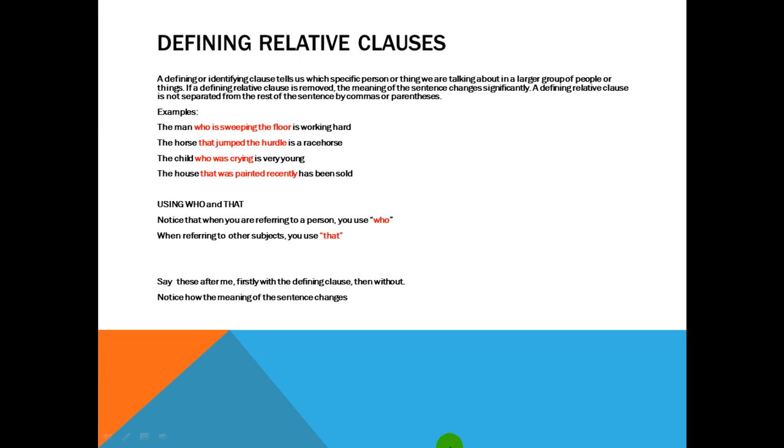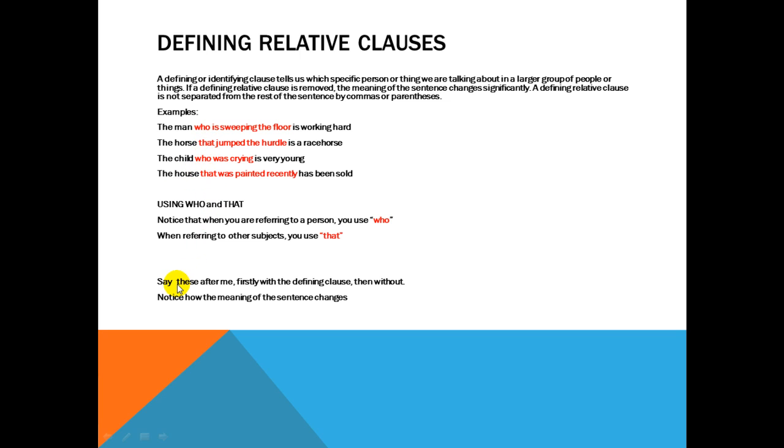Here are some examples. The man who is sweeping the floor is working hard. The horse that jumped the hurdle is a racehorse. The child who was crying is very young. The house that was painted recently has been sold. Using who and that. Notice that when you are referring to a person, you should use who: the man who, the child who. When referring to other subjects, you should use that: the horse that, the house that.